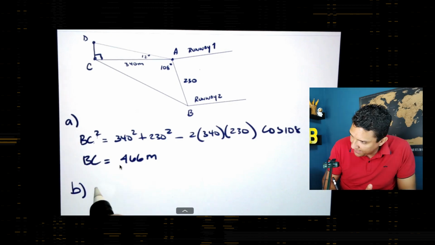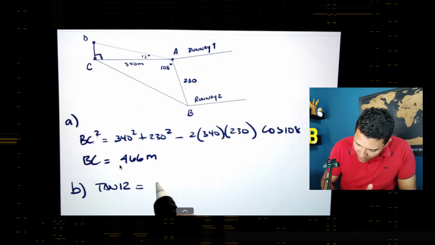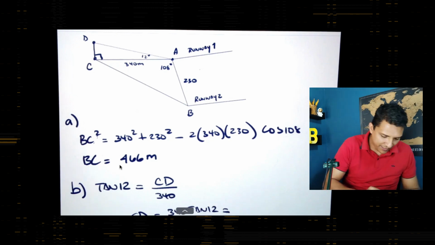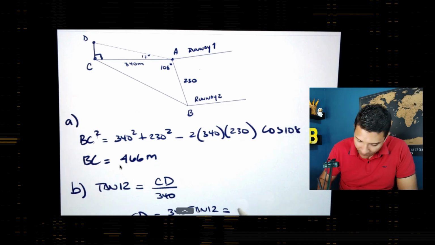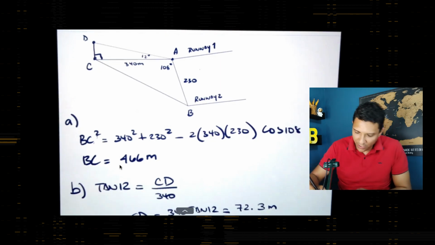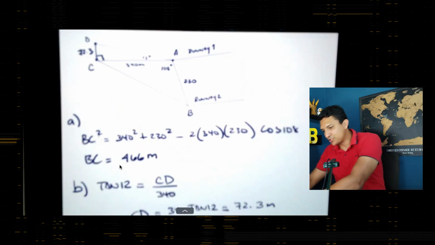So the tangent of 12 equals the opposite side, which is CD, divided by the adjacent side. We just need to solve this for CD, as you can see here, and I'm going to input this in my calculator. Just be careful to have your calculators in degrees. 340 tangent of 12 gives me 72.3 meters. So that is the height of the control desk. Very good. Let's continue to the next question.